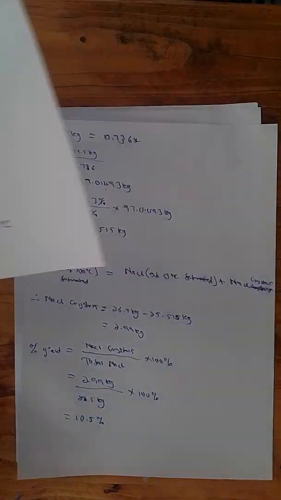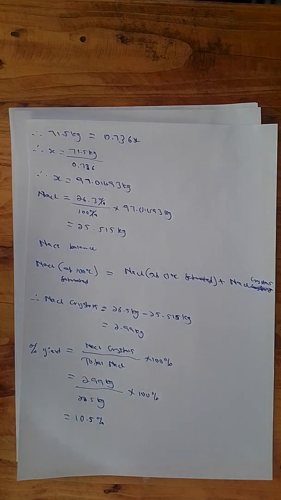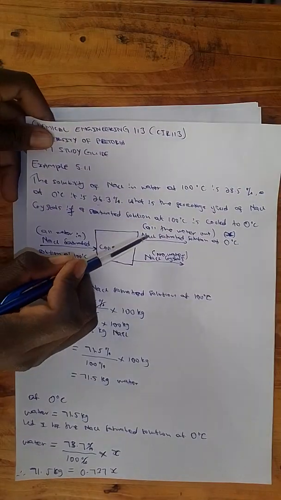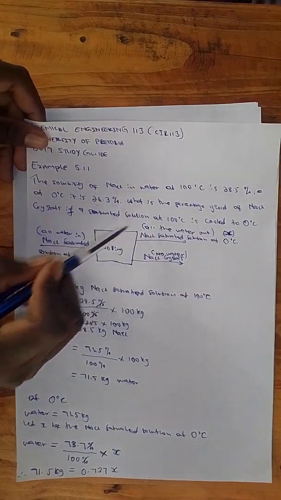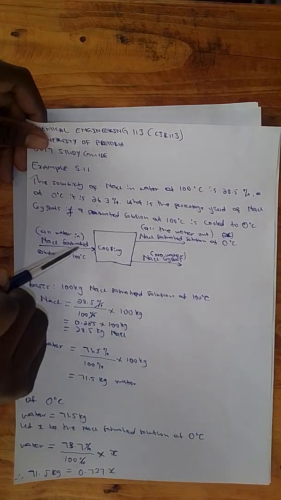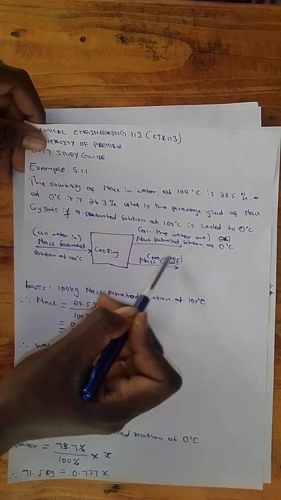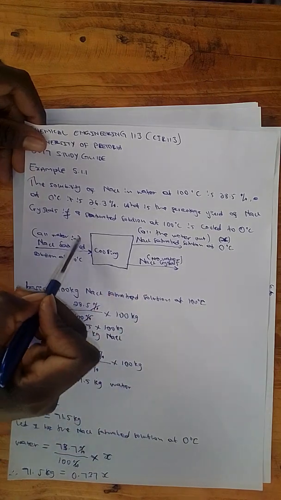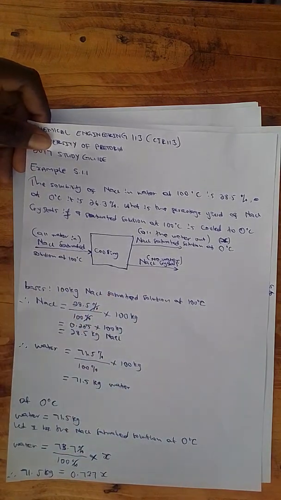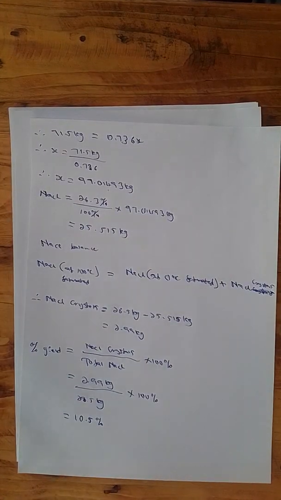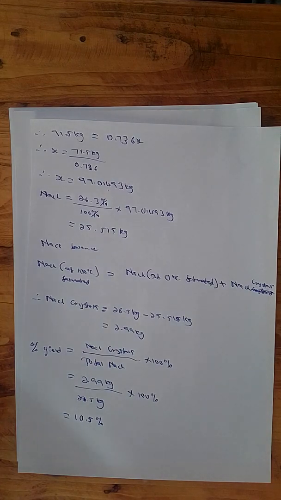It's also important to highlight that when we calculate percentage yield, we look at the total NaCl. There's NaCl here at 0 degrees, but it's not the total. The total is the one that entered here. So the percentage yield is the produced sodium chloride crystals over the total sodium chloride that entered the system. With that said, this concludes example 5.1.1.